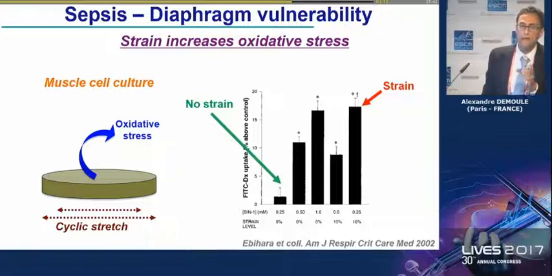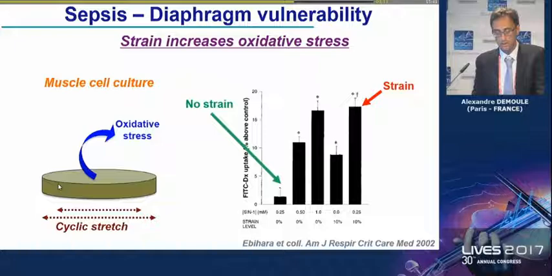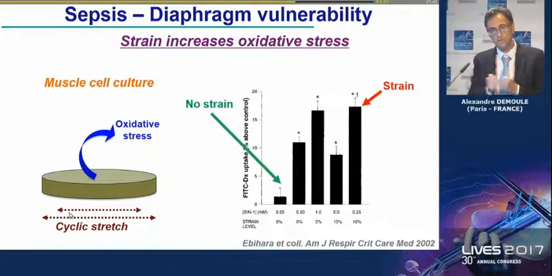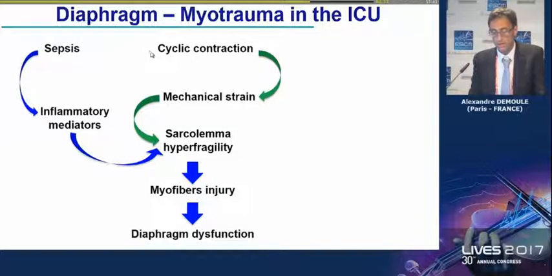To start understanding better the whole picture, they did muscle cell culture and they stretched those cultures, and they measured oxidative stress. And what they observed is that oxidative stress was much higher when there was an important strain than where strain was basically very low. So stretching a muscle when there is inflammation creates damage to the muscle and creates oxidative stress. So here is the possible picture. There is cyclic contraction of the diaphragm, which causes mechanical strains, and then creates sarcolemma hyperfragility. And then this very fragile diaphragm is hit by the sepsis and the inflammatory mediators, which creates myofiber injury and diaphragm dysfunction.